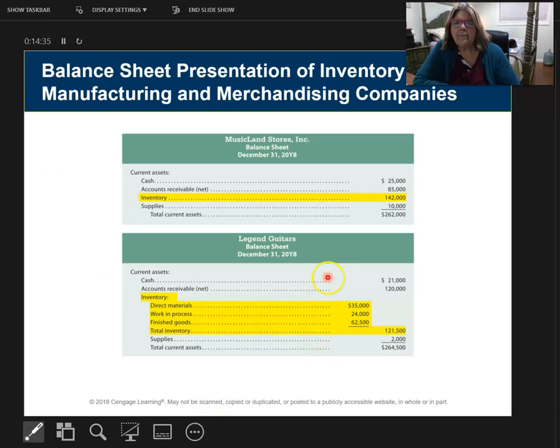Here's an example of a regular balance sheet for a merchandising company. Here's what the manufacturing company looks like. Notice I have 3 different inventories, and they're going to be totaled. And we'll learn about them in future chapters. Now let's look at the income statement.